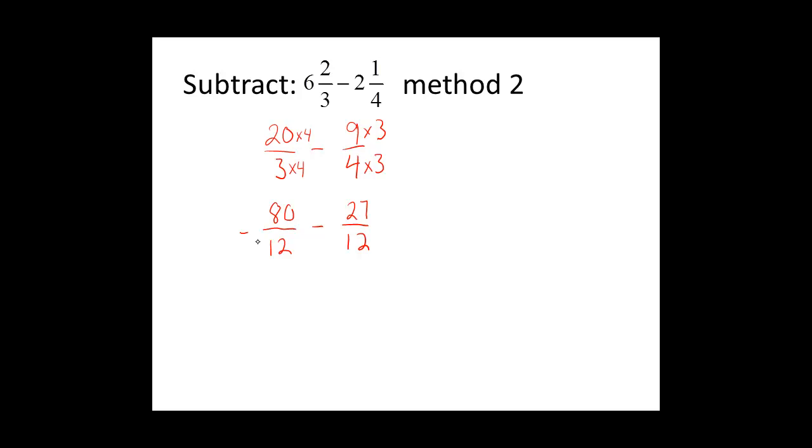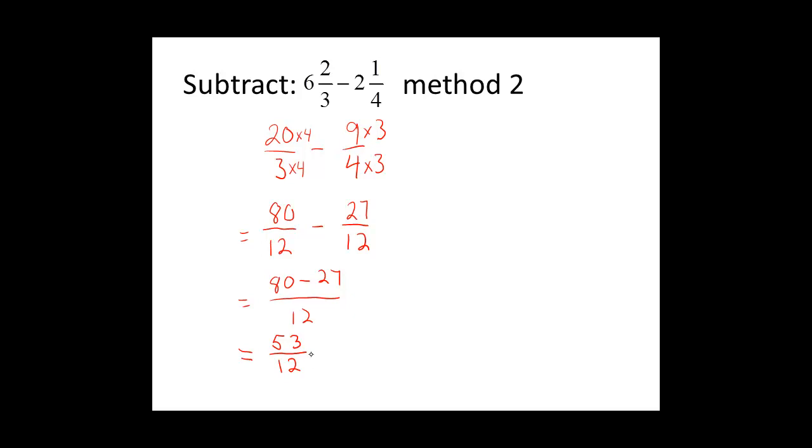Now we need to subtract the numerators. 80 minus 27 over 12. 80 minus 27 is equal to 53. And we keep our denominator. This is the answer as an improper fraction.